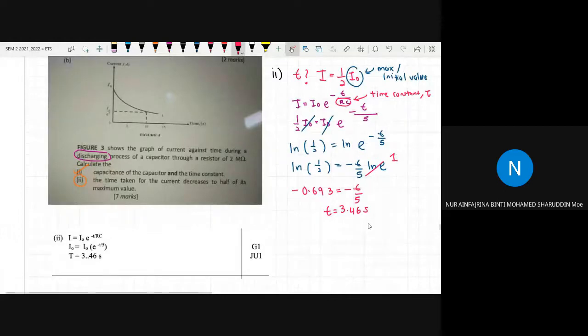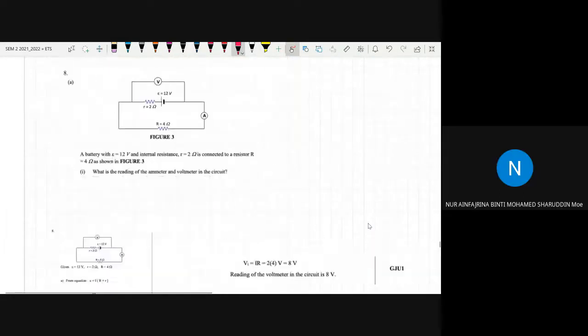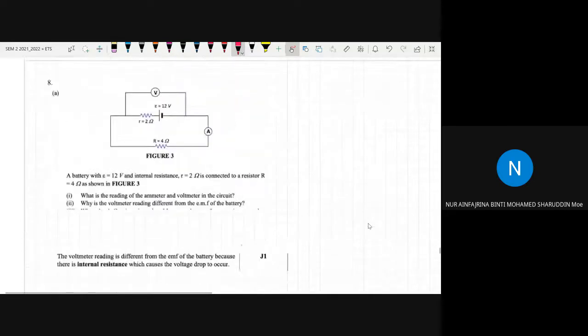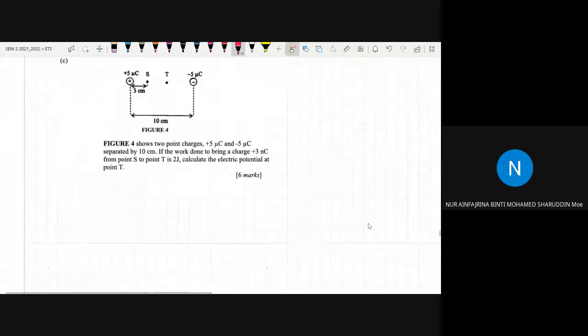Miss je rasa senang. Okay, may I proceed? Yes. Yes, Miss. Okay, I'll proceed. Okay, we're almost done. I think. Not yet. Okay, sikit lagi. Bear with me.